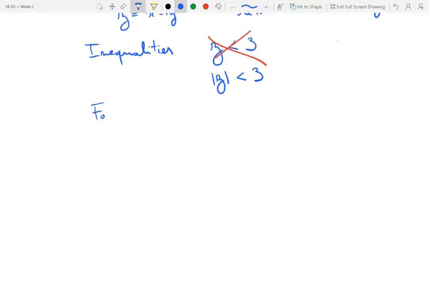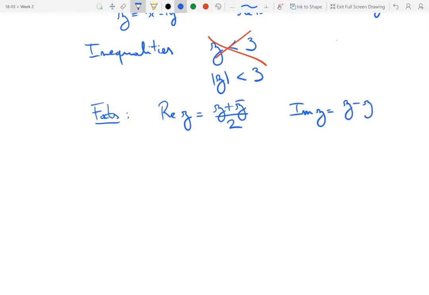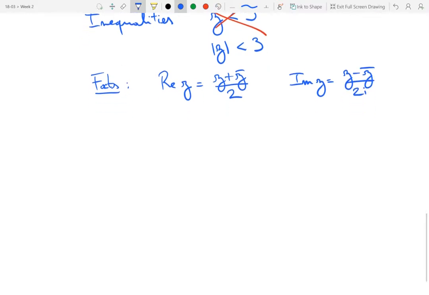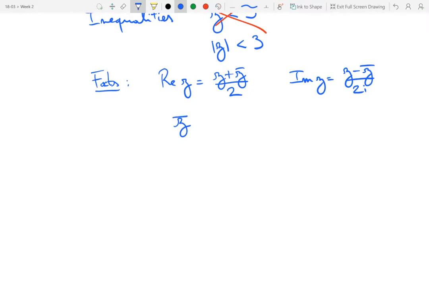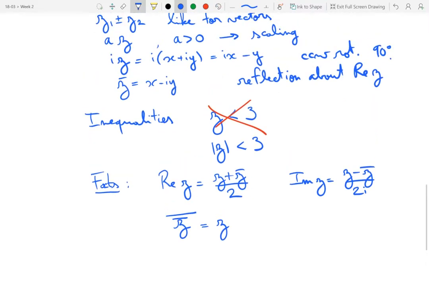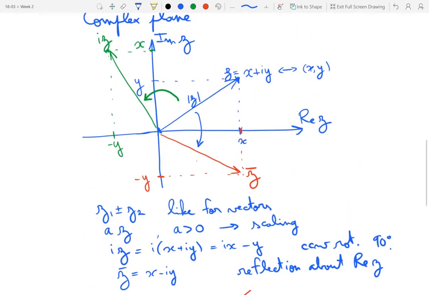Now here are a few more facts that are important when we do algebra with complex numbers. The real part of a number z can be obtained from the sum of a number and its complex conjugate, and then divide by 2. The imaginary part of z can be obtained by taking the number, subtracting its complex conjugate, and then dividing by 2i. If you take a complex number, you conjugate it, and then conjugate that again, you get it back. Now, visually you can see that as taking one reflection and then going back. That's what it would be.